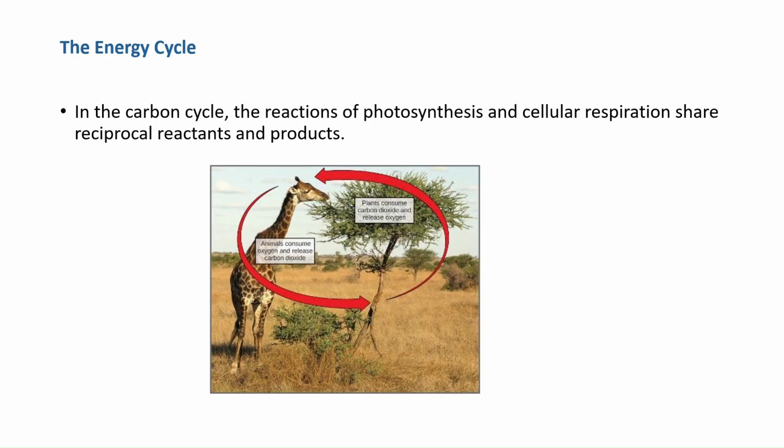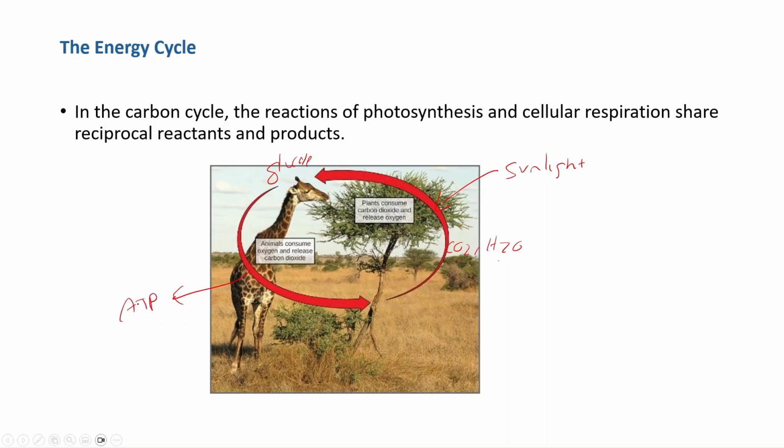The last thing I want to mention is that the reactions of photosynthesis and cellular respiration are going to share the reactants and products. Think about it. In photosynthesis, you take in carbon dioxide, and what? You make glucose. Then in cellular respiration, you take the glucose and you make what? Carbon dioxide and water. So you recycle these molecules continuously. What changes? Well, in photosynthesis, you get sunlight. In cellular respiration, you produce ATP.